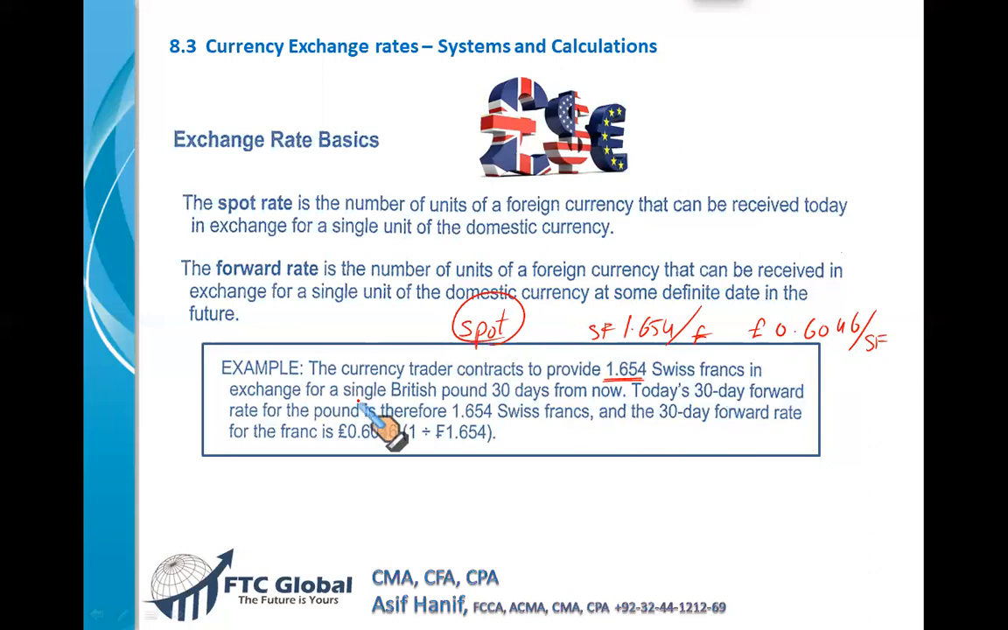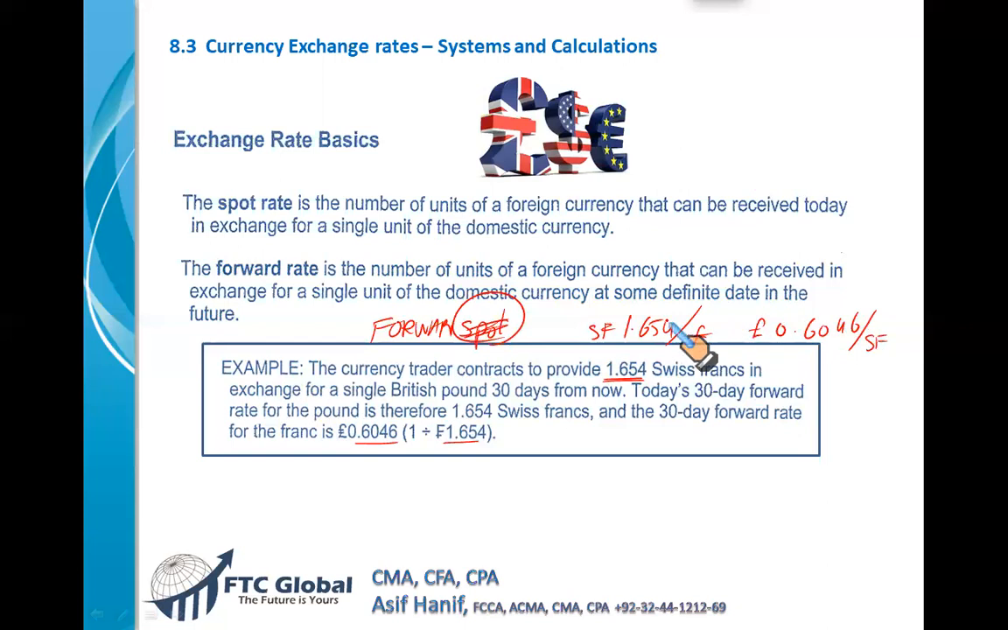Today's 30 days forward rate for the pound is therefore 1.6. This is the forward rate, sorry. This is the forward rate. And the 30 days forward rate is 0.6046 and 1.654. I've just told you how I've calculated.